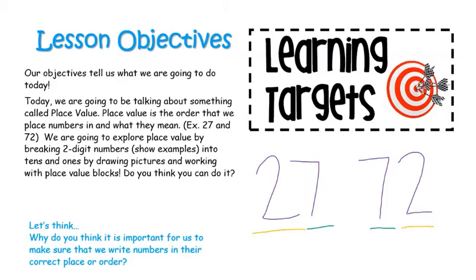Let's think. Why do you think it's important for us to make sure that we write numbers in their correct place or order? We want to put numbers in the correct place or order because if we decide to flip them or switch them around, then we could end up with a completely different number.